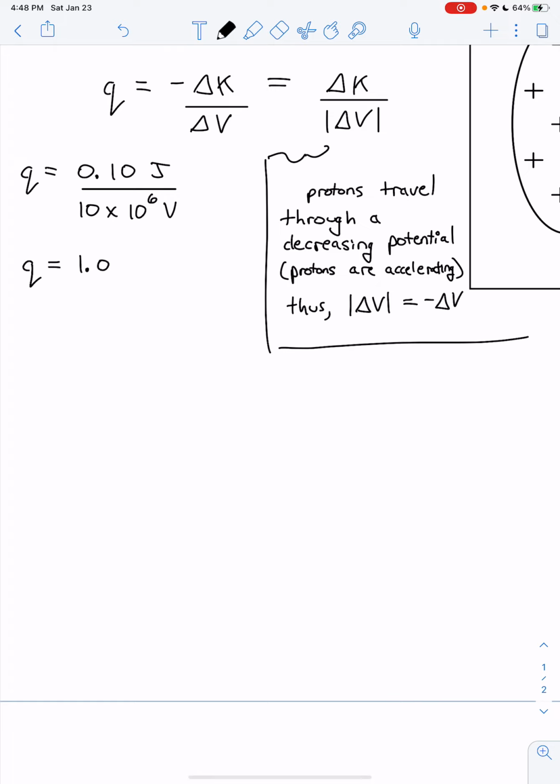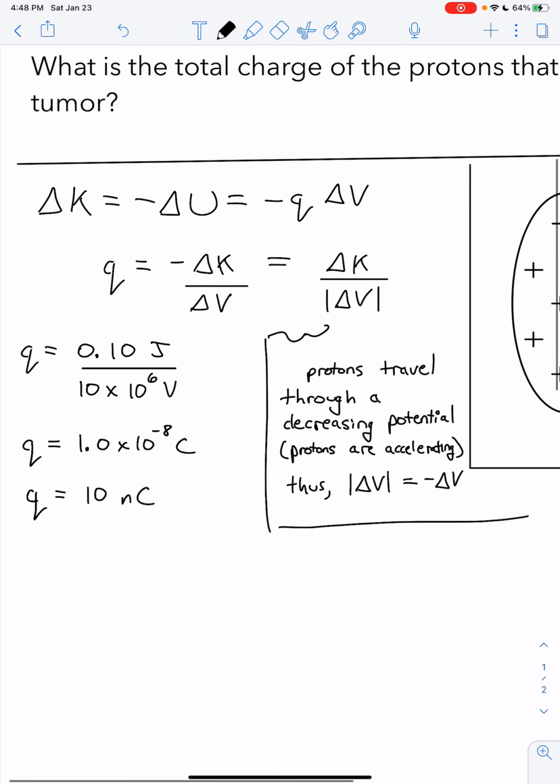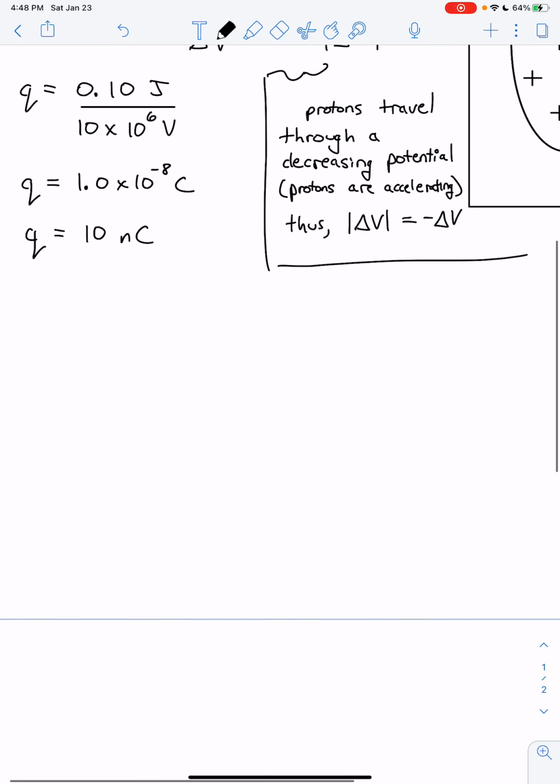Well, it's going to be 1 times 10 to the negative 8 coulombs. Or another way to put it, we could say, well, that's 10 nanocoulombs. Remember that nano is a factor of 10 to the negative 9, so it's larger than that. So we've got 10 nanocoulombs worth of charge. Okay, so that's the total charge of protons that are needed.